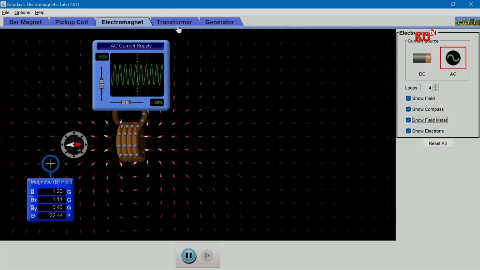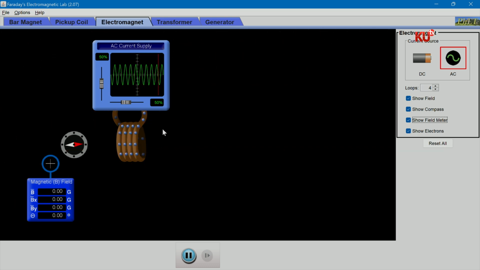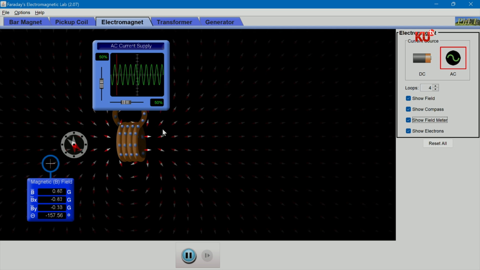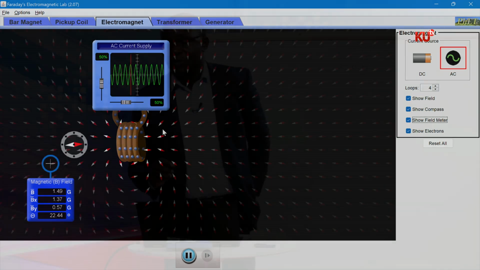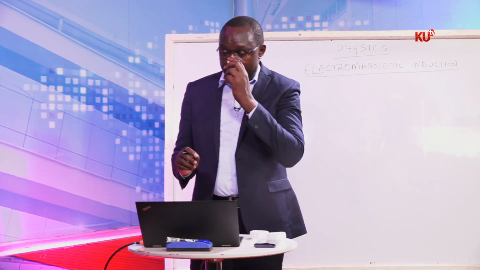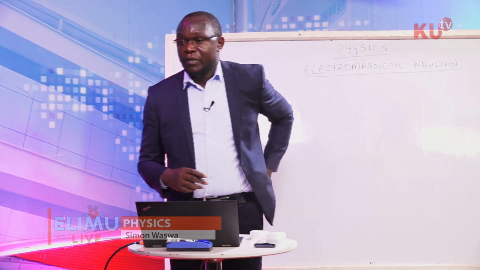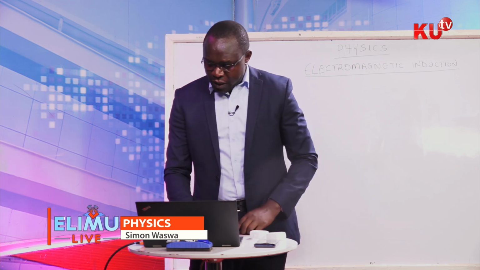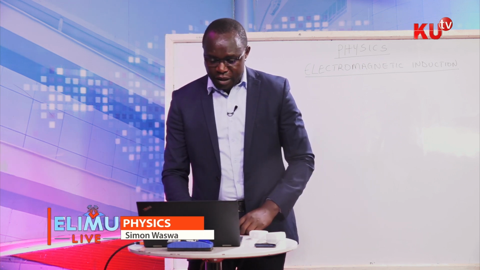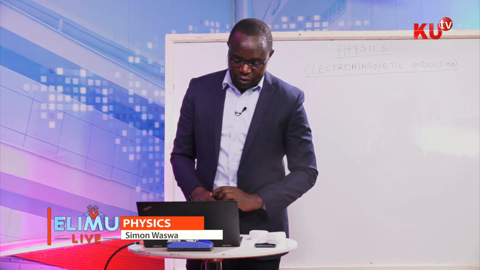Now, the application of this is in the transformer, whereby we have a current flowing in one coil that induces an electromotive force in another coil. And in that case, we have the second coil causing an electromotive force to flow. So the application is demonstrated as follows.